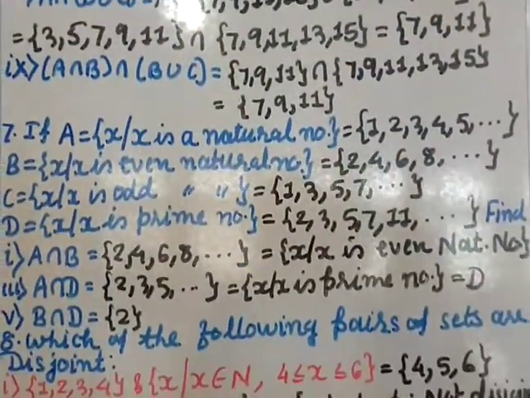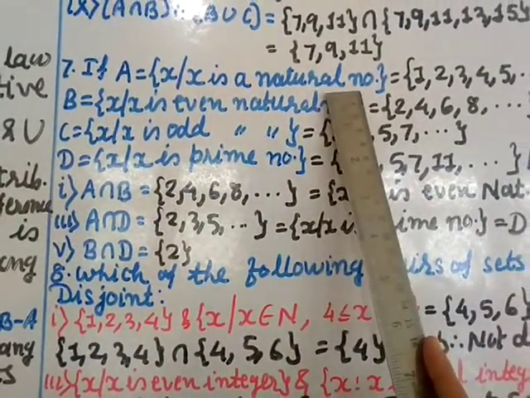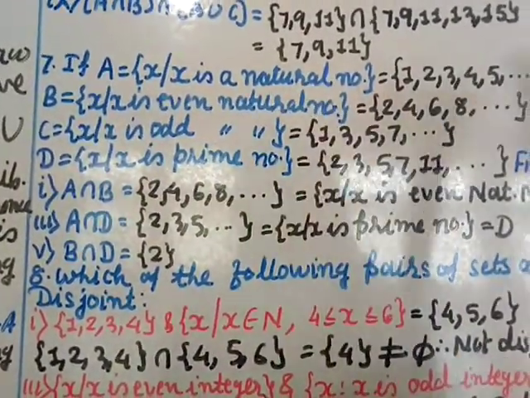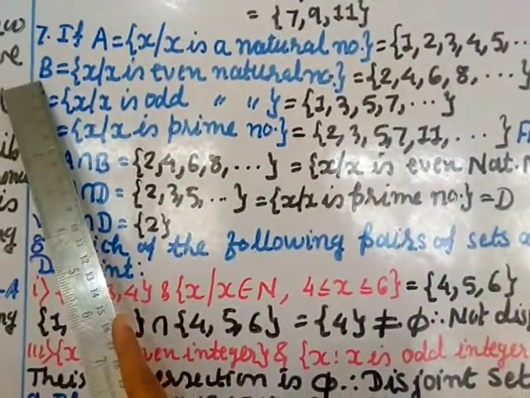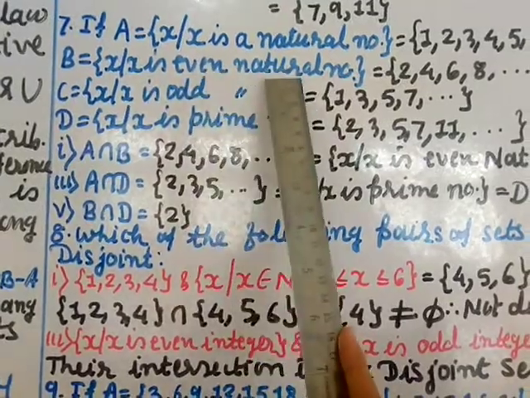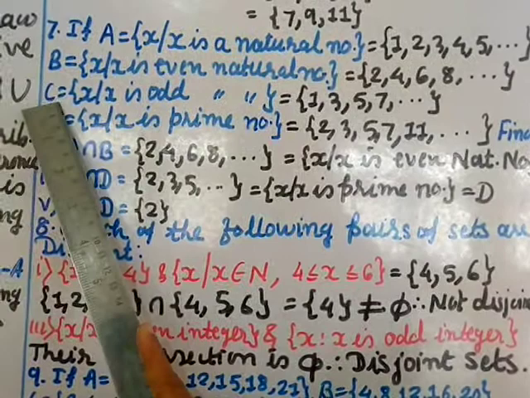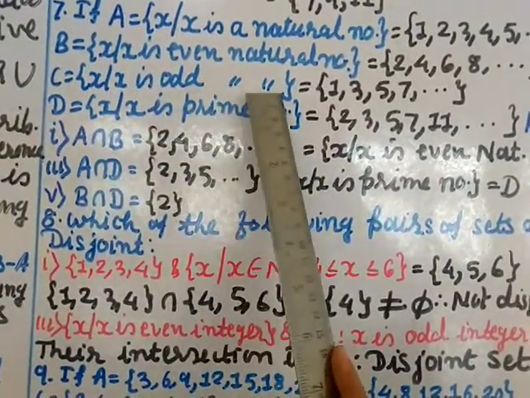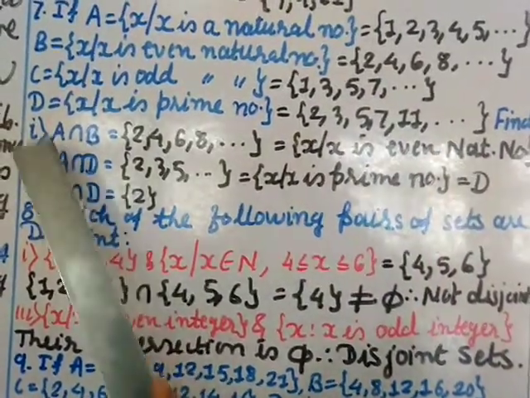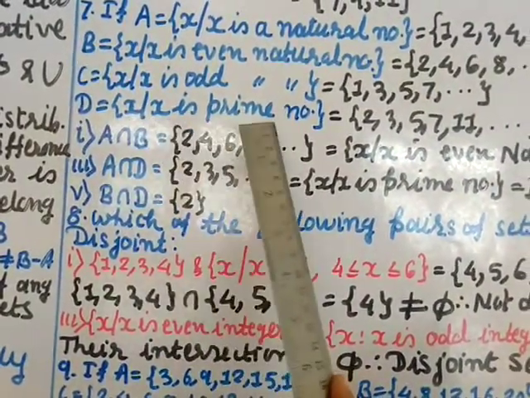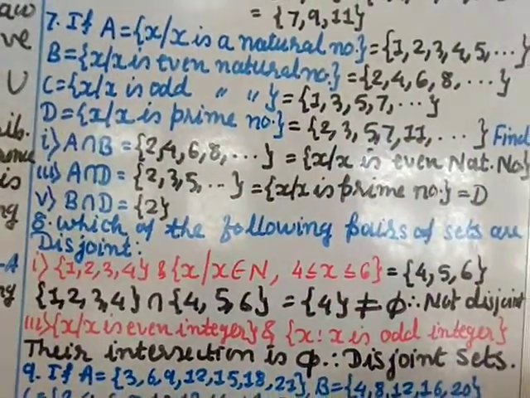Question number 7. If A is equal to x such that x is a natural number. We know what are the natural numbers. It is 1, 2, 3, 4, 5 up to infinite. Set B is equal to x such that x is even natural number. So even natural numbers are 2, 4, 6, 8 up to infinite. Set C is equal to x such that x is odd natural number. Odd natural numbers are 1, 3, 5, 7, 9 up to infinite. D is equal to x such that x is a prime number. So prime numbers are 2, 3, 5, 7, 11 and to infinite.